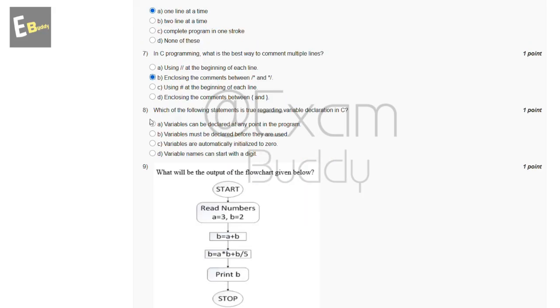Now the eighth question is, which of the following statements is true regarding variable declaration in C? These are the options: a variable can be declared at any point in the program; variables must be declared before they are used; variables are automatically initialized to zero; variable names can start with a digit. The answer of the eighth question is B, variables must be declared before they are used.